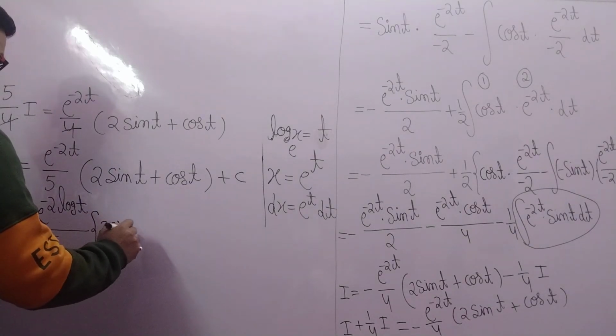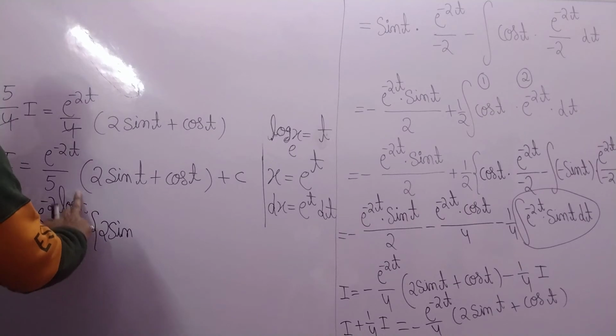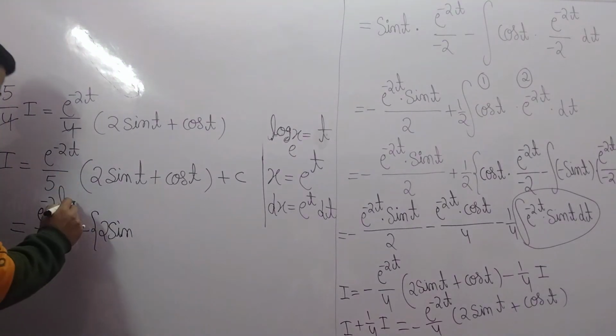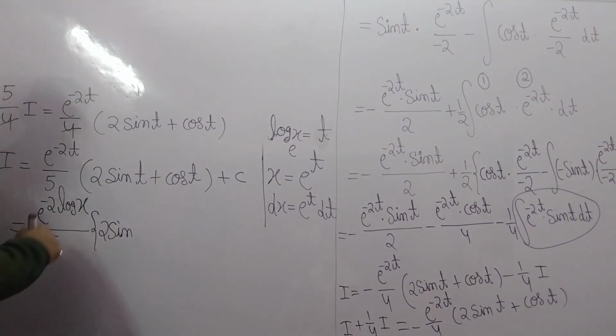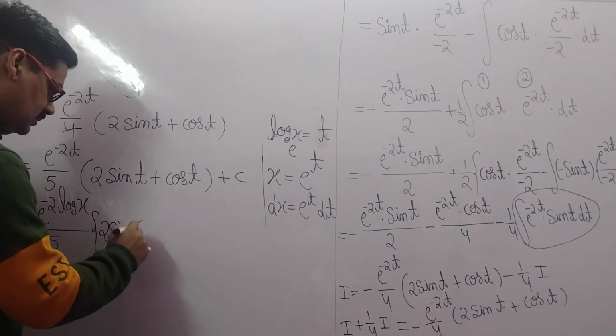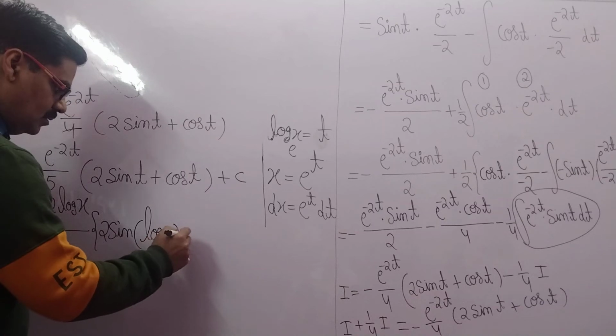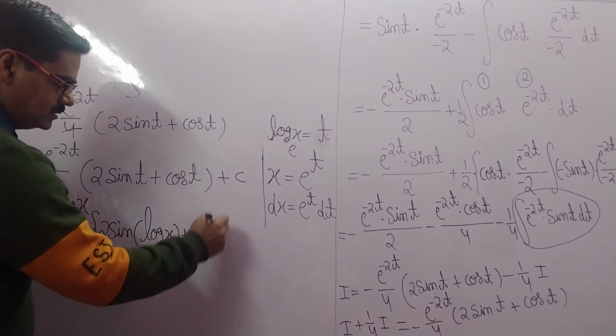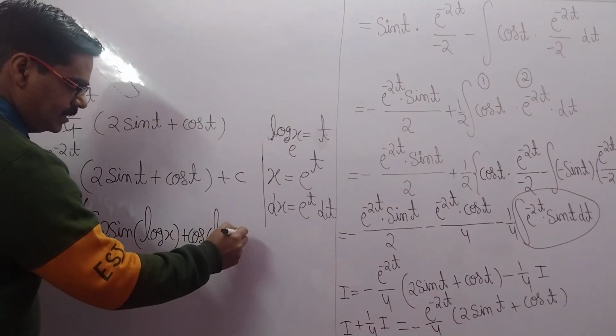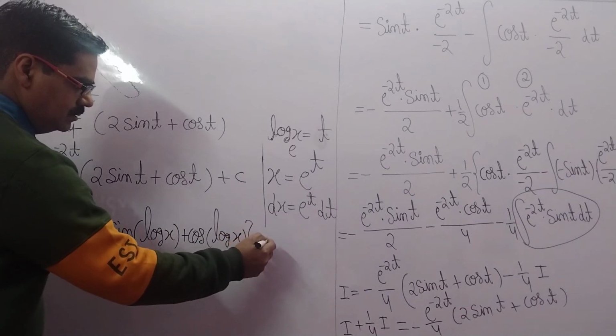2 sin, value of t is log x, so it becomes 2 sin log x plus cos log x plus c.